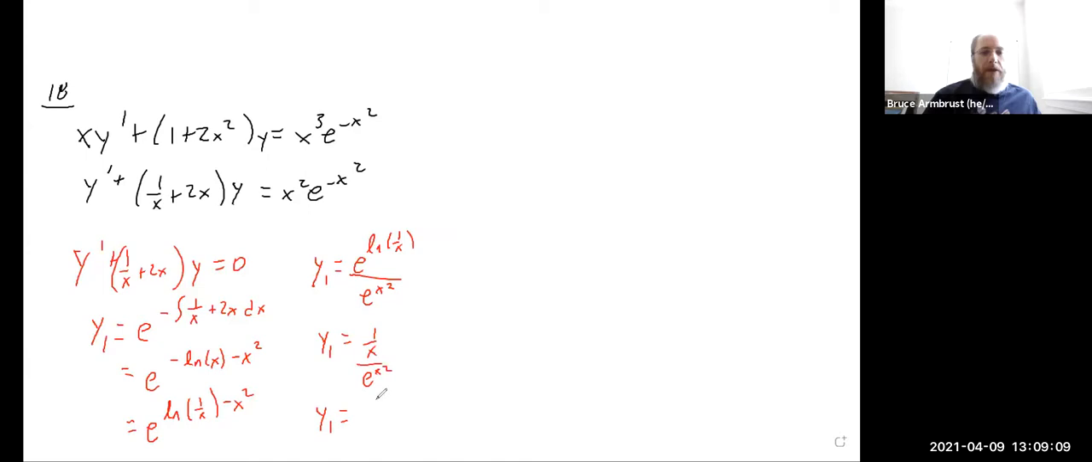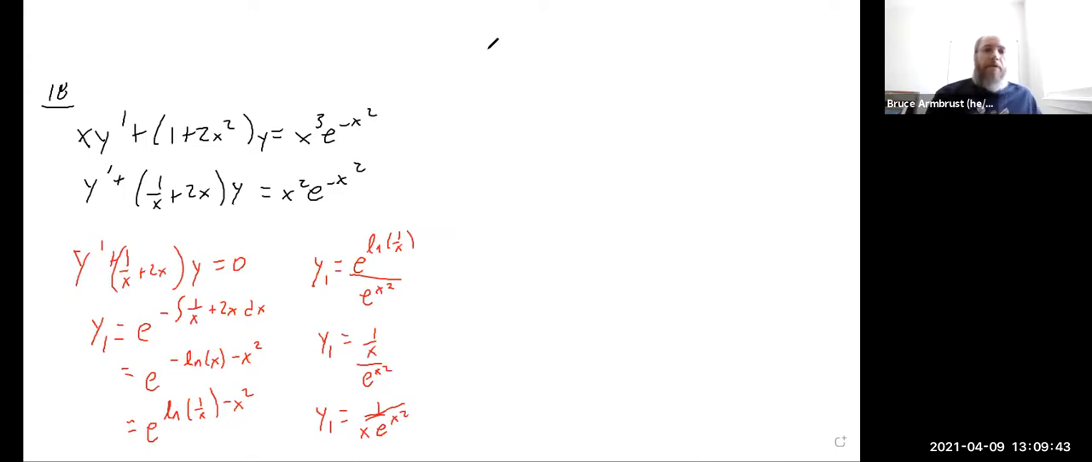So here is the solution, or a solution, to the homogeneous, 1 over x e to the x squared. All right, so how are we doing so far? We okay with that? As I mentioned last time, remember and make use of your rules of logs because it's going to really help when it comes time to simplify.